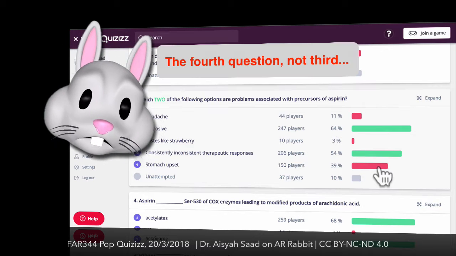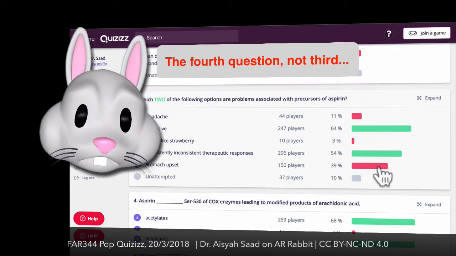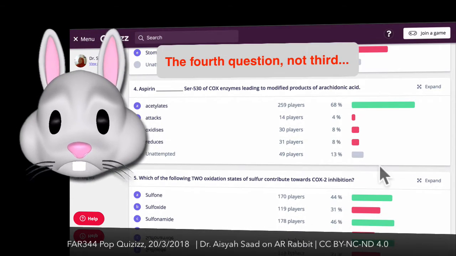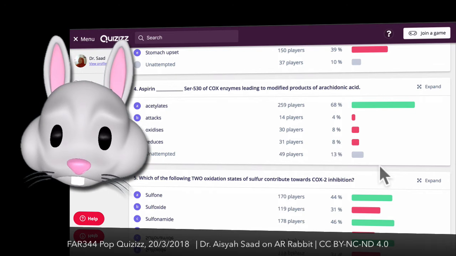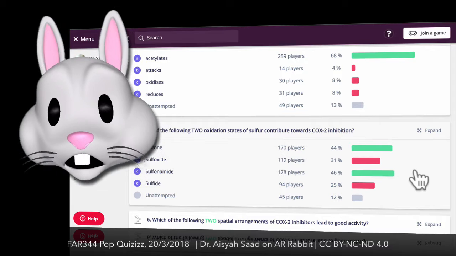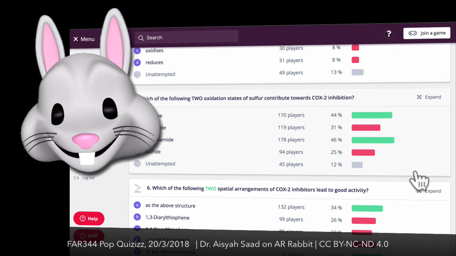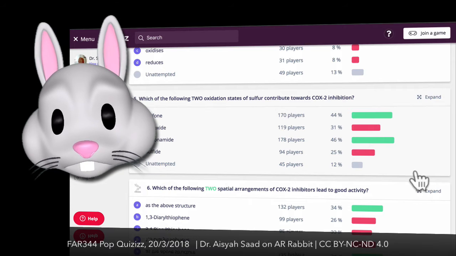And then the third one I think is pretty much a right or wrong answer. So you need to know, the answer is acetylates. The fifth one, I think, is what caught a lot of people here. A lot of people were not sure whether it's actually the oxidation state of sulfur.